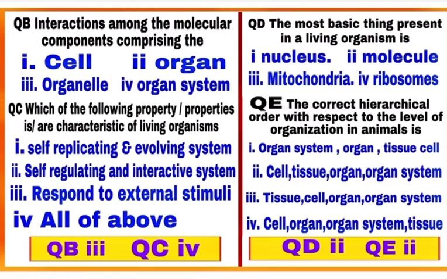Question E. The correct hierarchical order with respect to the level of organization in animal is, see the correct order. It is given in option 2, cell, tissue, organ and organ system. So, mark 2nd as a correct answer.